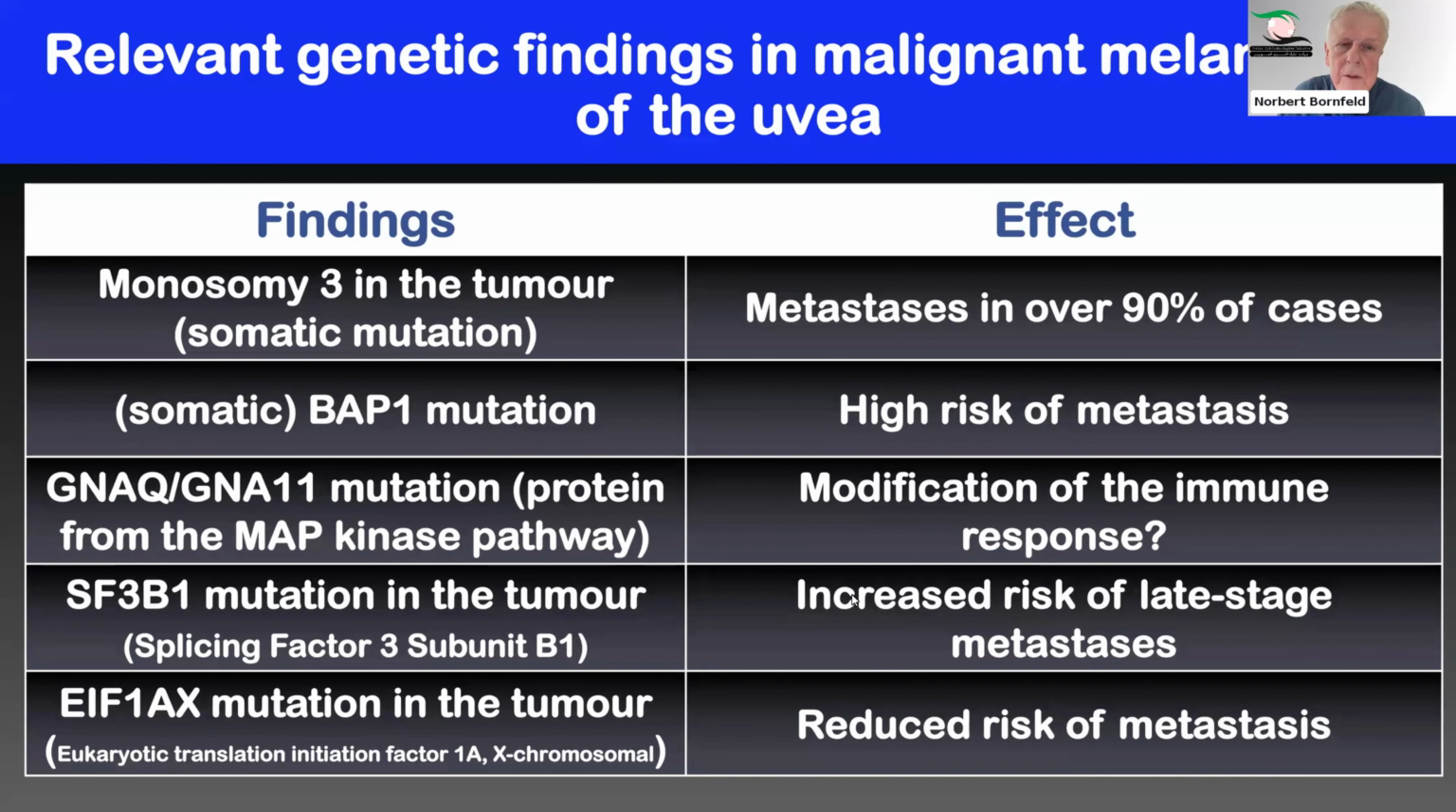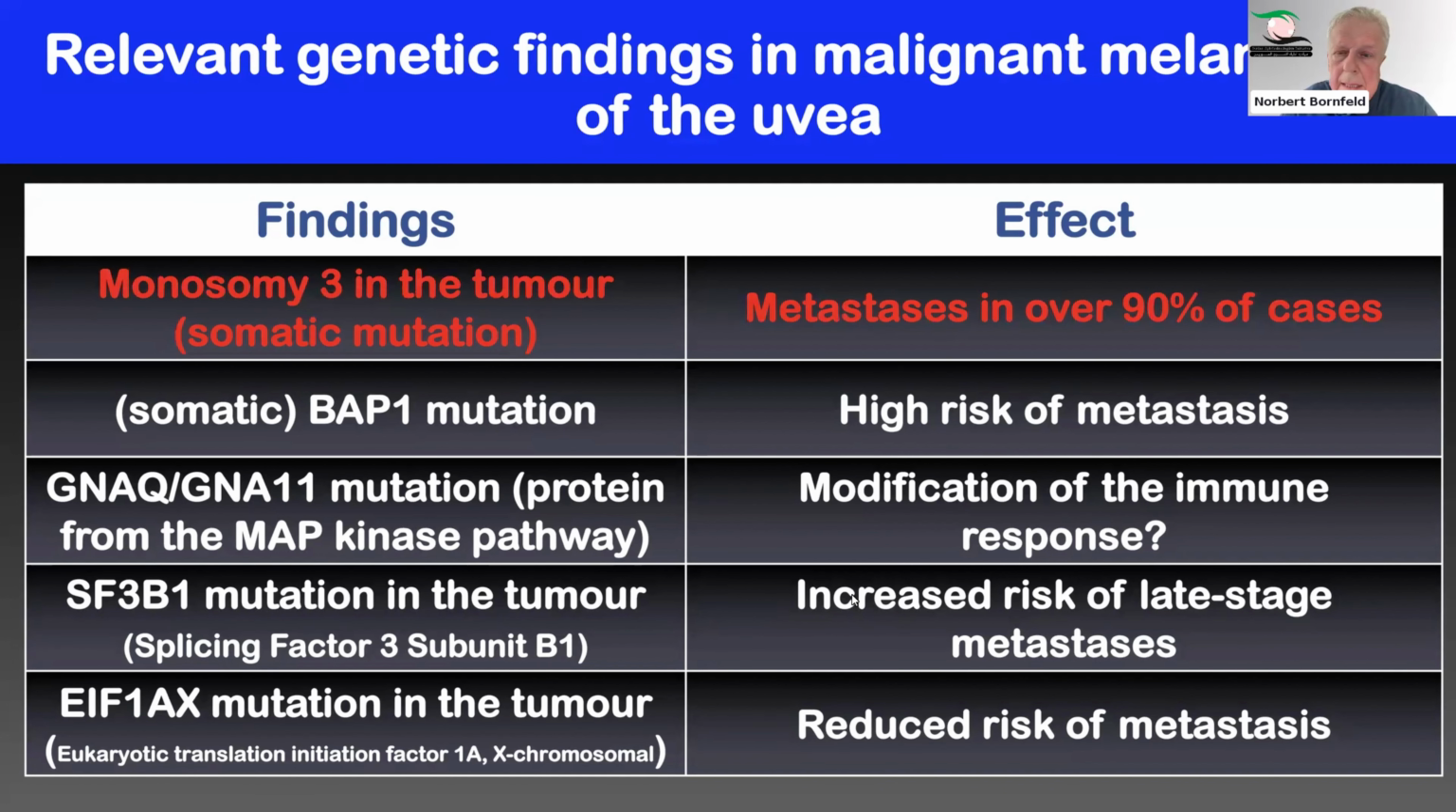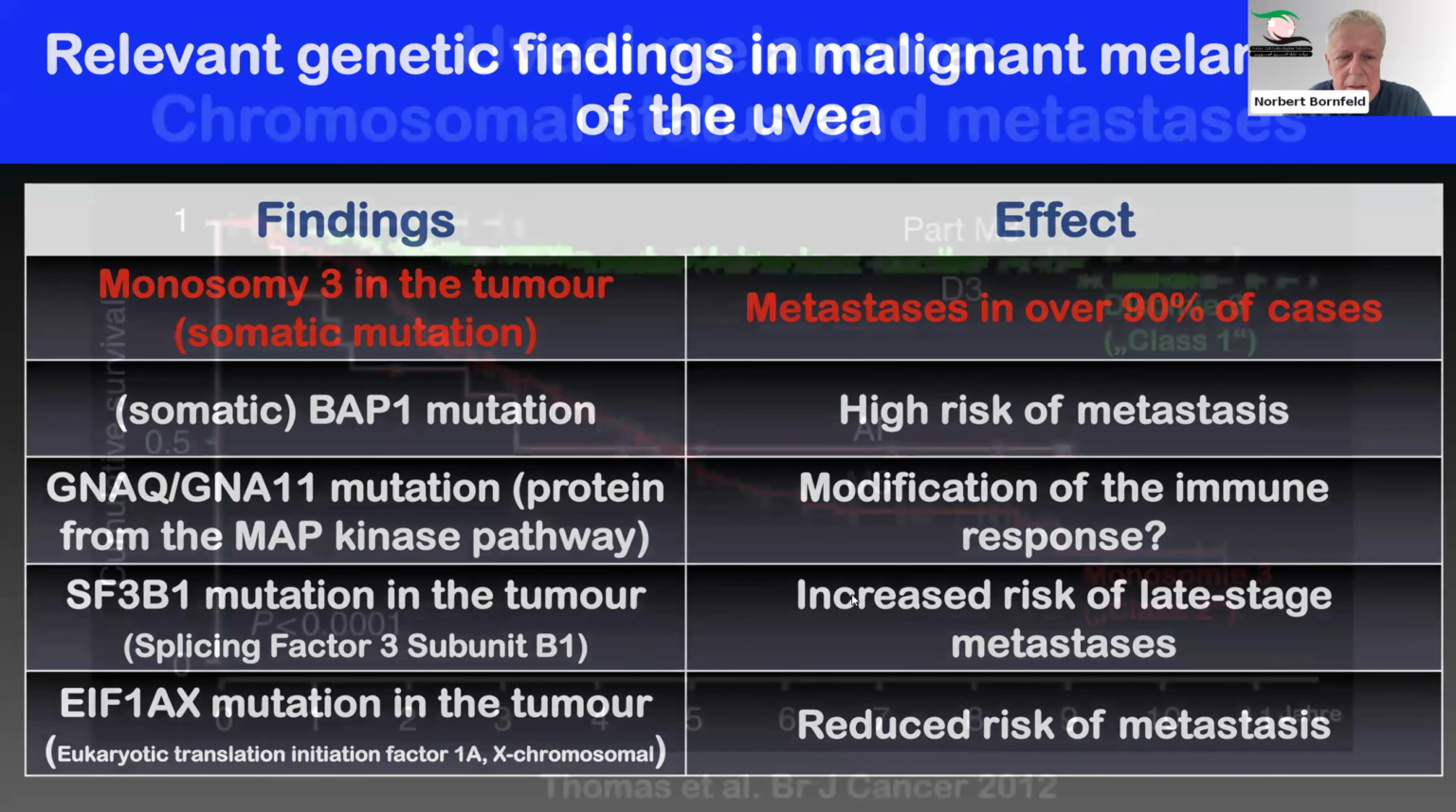And these, again, are cofactors describing an increased risk of late-stage metastasis or a reduced risk of metastasis. So we now have a whole bunch of genetic findings and genetic typing. And so we are able, if we get the tumor cells, to predict metastases, as we can't do it in any other solid tumor of adults. So monosomy 3 is one of the most important genetic findings in uveal melanoma to predict metastasis.